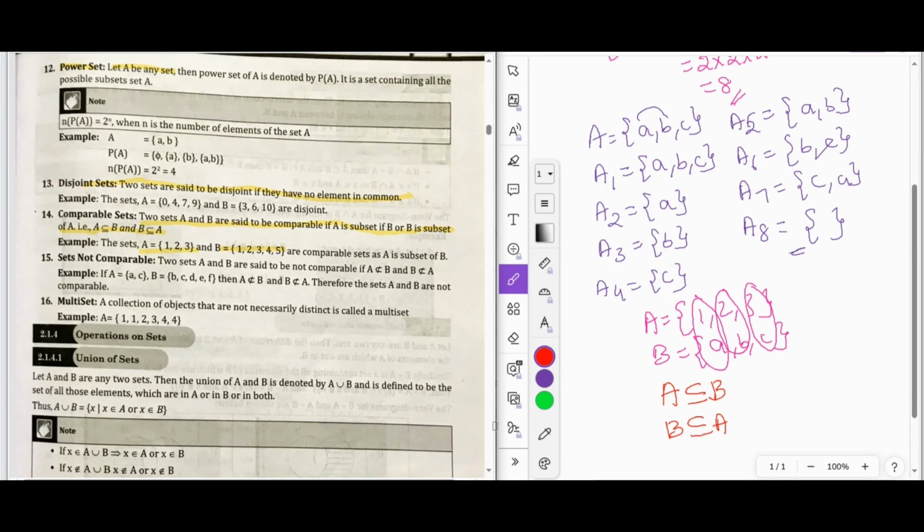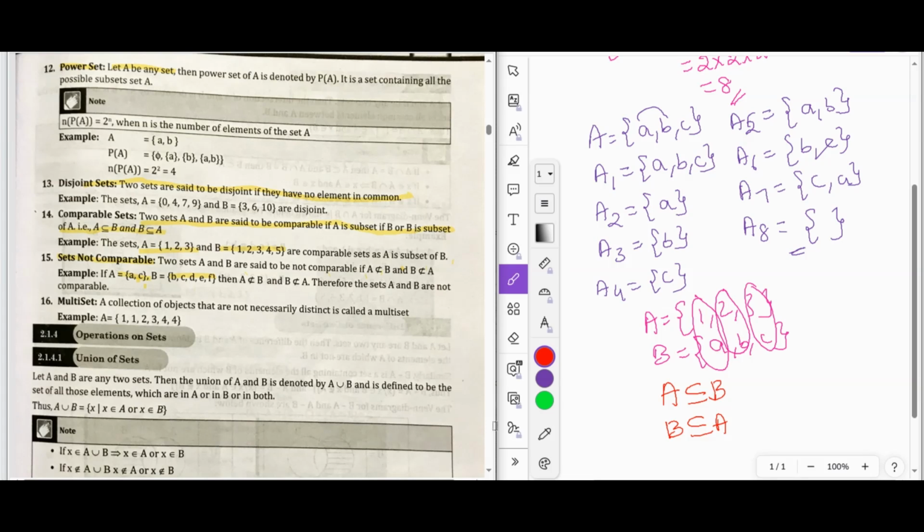Then we have set not comparable. Two sets A and B are said to be not comparable if A is not a subset of B and B is not a subset of A. Then it is called non-comparable. A is {A, B} and B is {C, D, E, F}. So there is no comparison between A and B.